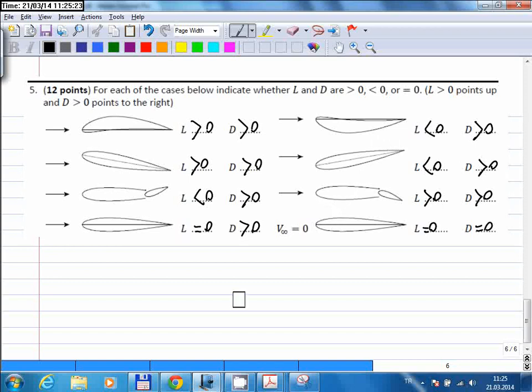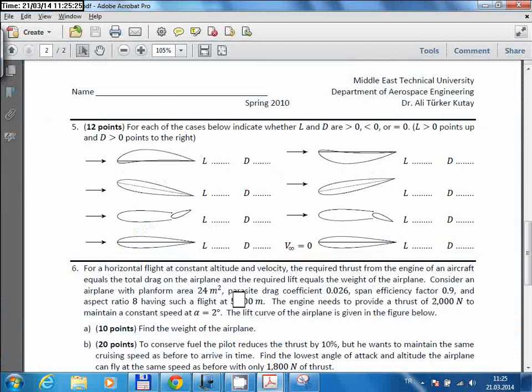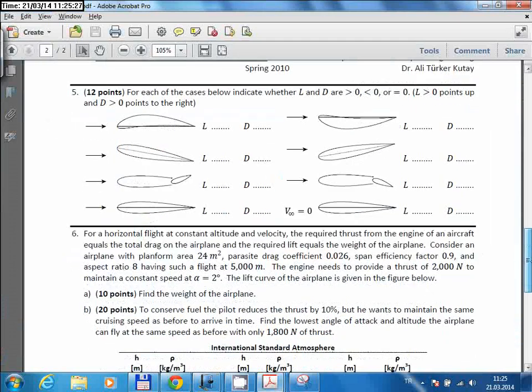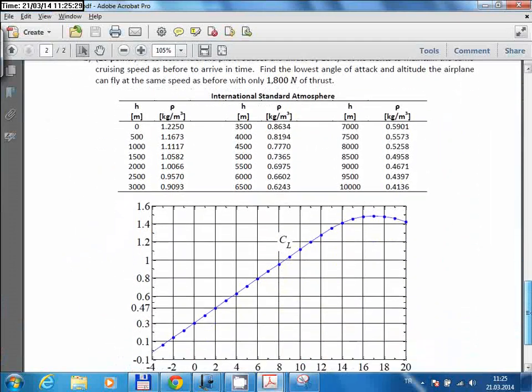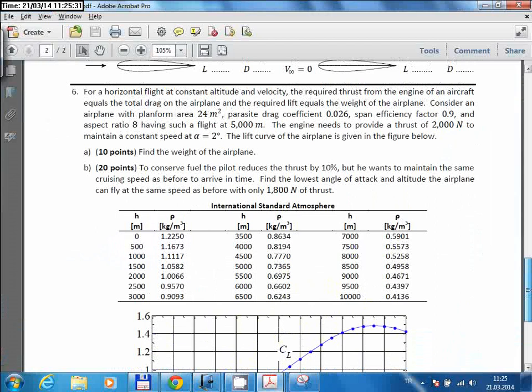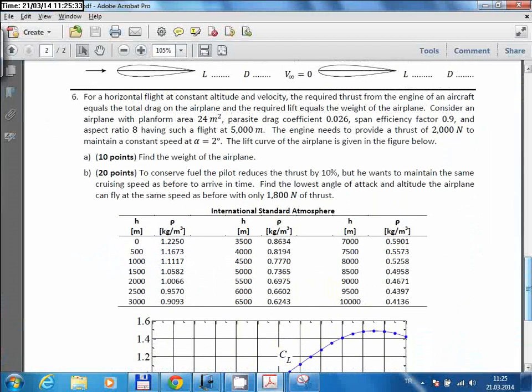Okay, so let's take a look at this sixth question. Oh, well, the sixth question is related to the first midterm, because it talks about these Oswald efficiency factors and the aspect ratio. So we haven't seen that equation yet. So this equation is not in the scope of this midterm.